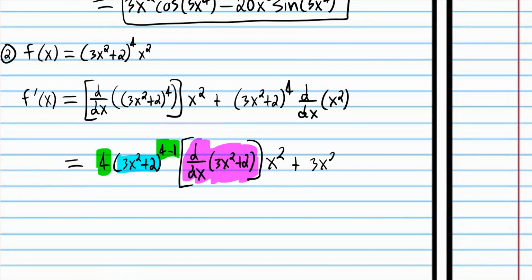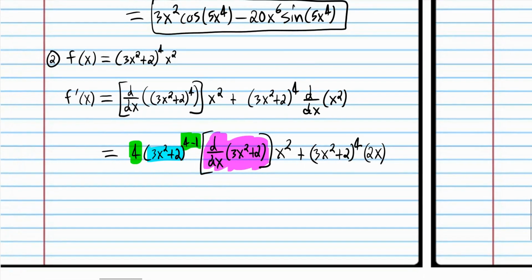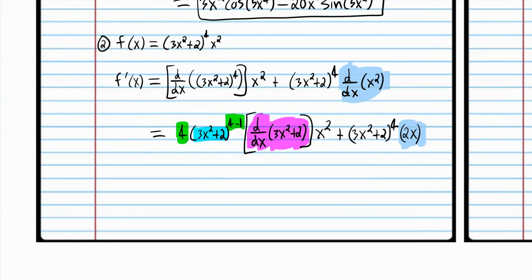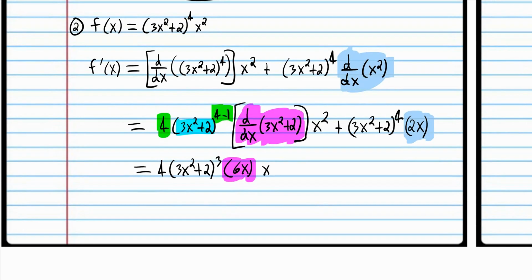So then we have 3x squared plus 2 raised to the 4th power. And the derivative of x squared obviously is just 2x. So that became that. Okay, so now we just have to find the purple derivative. So we have 4 times 3x squared plus 2 to the 3rd power. The purple derivative is 6x. And then we're multiplying all that by x squared.